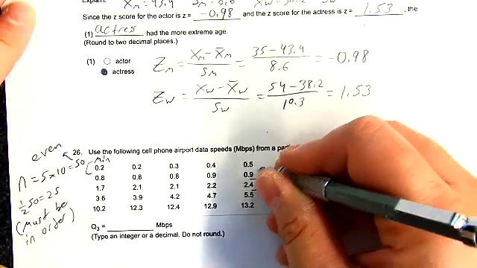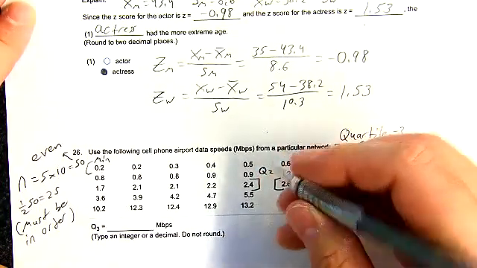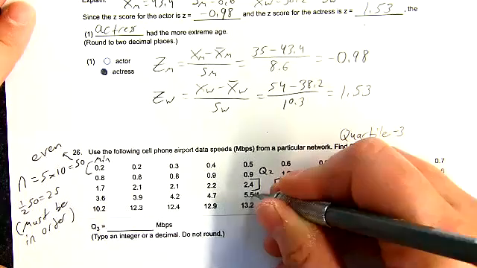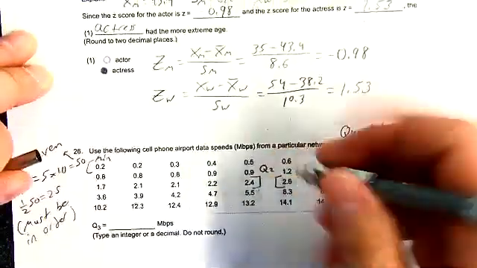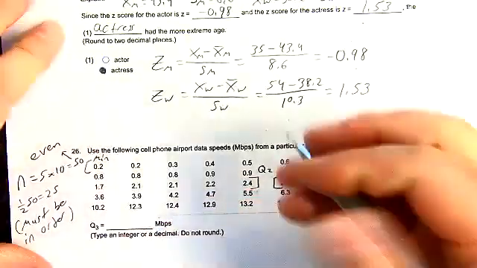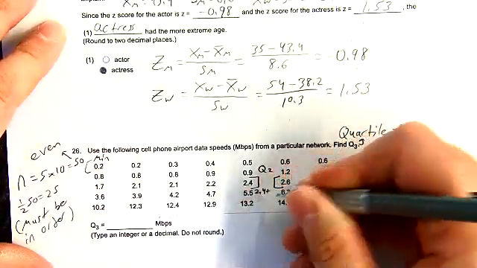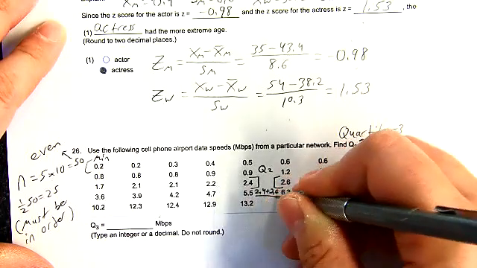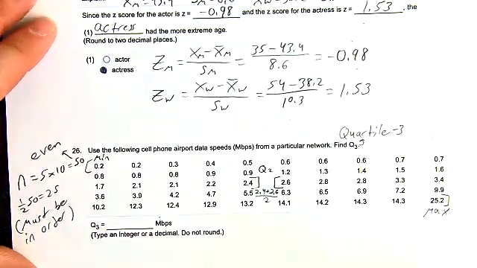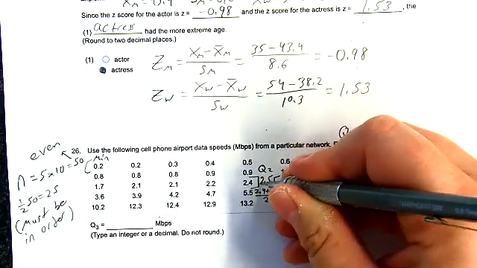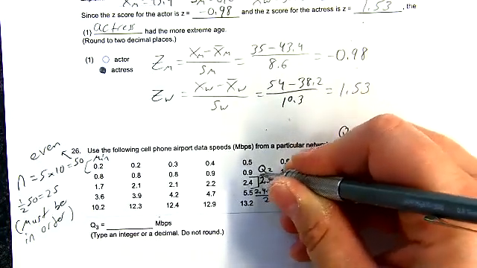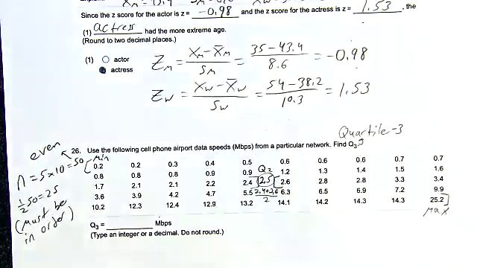So Q2 here would be the average of these two, so you'd add them up. 2.4 plus 2.6 divided by 2. And if you do that, you get 2.5. So that's Q2, the exact middle number.